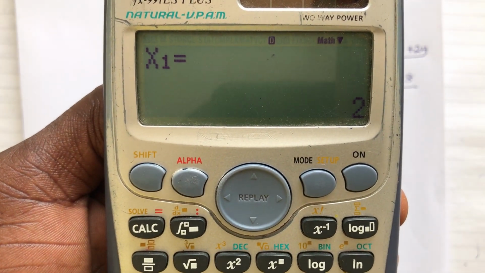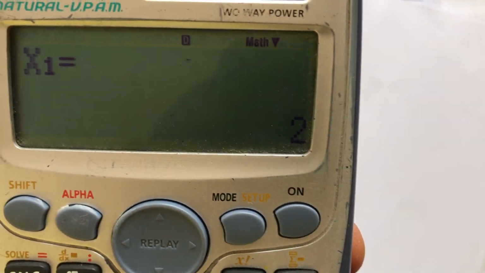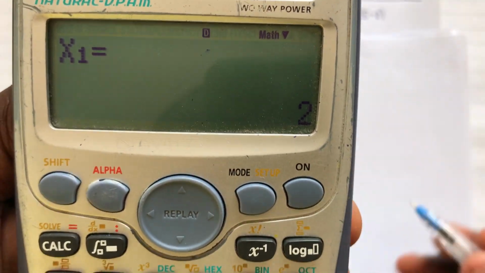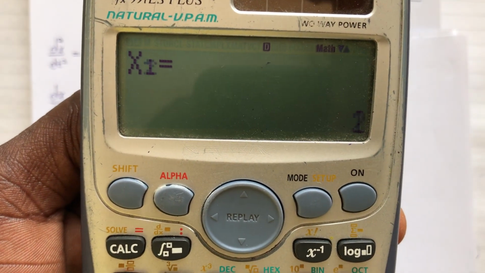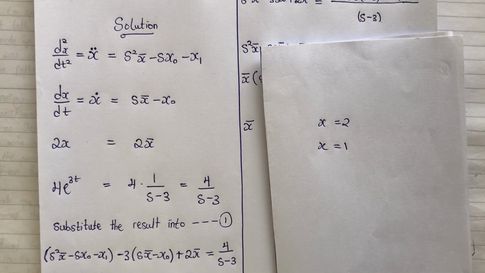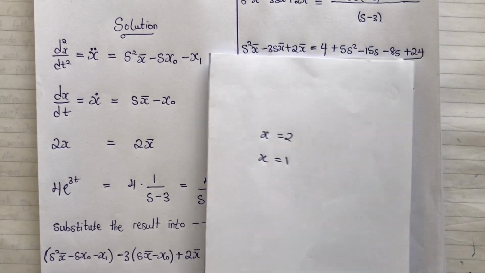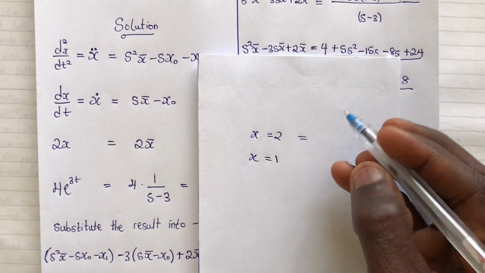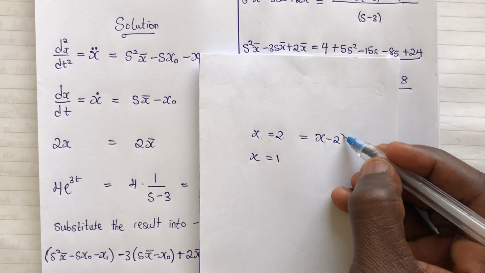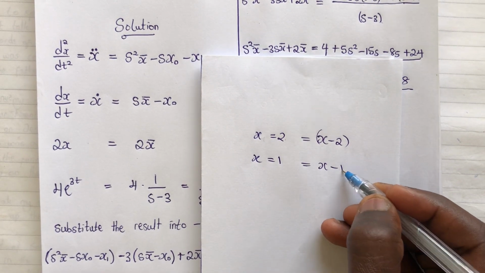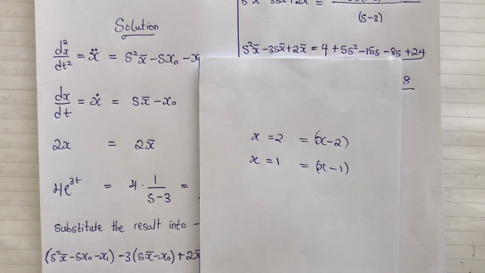Once you do, x1 is equal to 2. So therefore, we have x equal to 2. And then you press equal to the second time, x2 equal to 1. So x equal to 1. So these are the roots of the equation. Very simple. Since we have the roots x is 2 and x is 1, you use this to cross this side. We have x minus 2. Then we use this to cross this side. We have x minus 1.